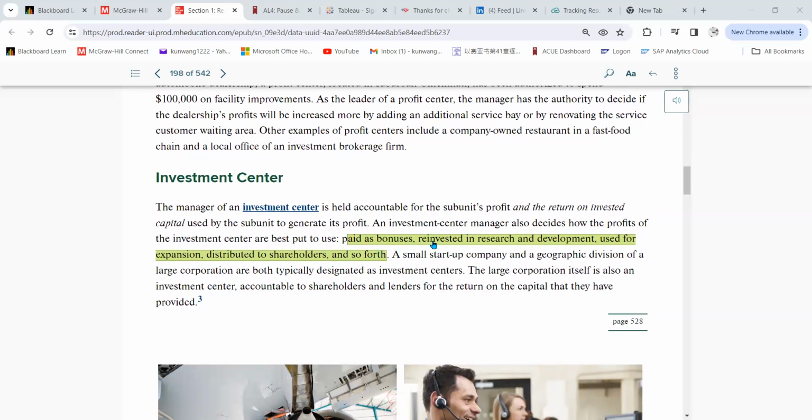I highlighted how they are going to use the profit earned. They can decide to use the profits to pay bonuses to the employees, like management. Reinvest the profit into research and development, to develop more popular products or services, and use it for expansion, which is normally related to equipment and scale, like buildings, more equipment, building more facilities. Or distribute to shareholders, meaning paying more dividends, or use the extra cash to buy back their own stock. Because when you buy the stock back, we have fewer shares outstanding in the market, and normally the share price will go up.